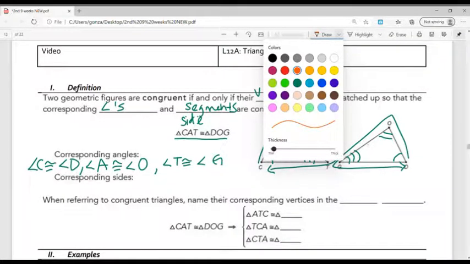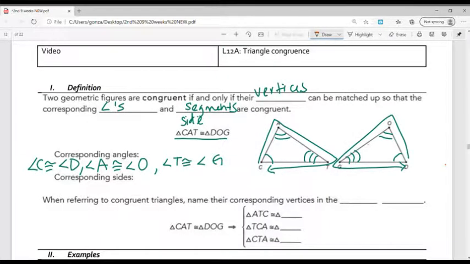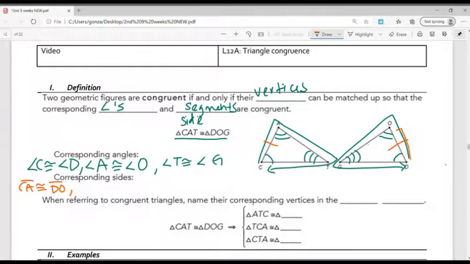So the corresponding sides are going to be side CA is going to go with OD. So CA is congruent to, or we should say DO because we want to go the same direction because we went up that way. And then you're going to say that you have side AT congruent with side OG.